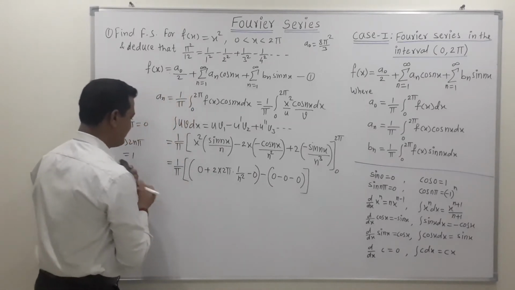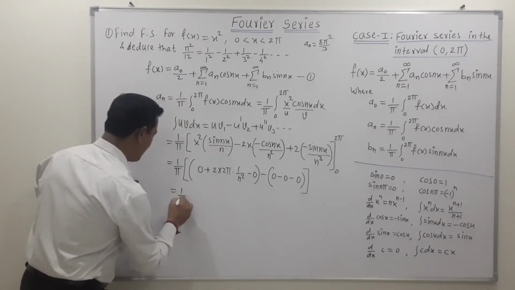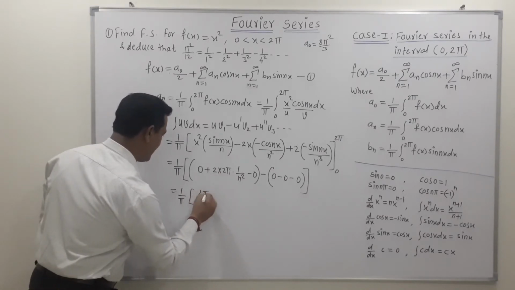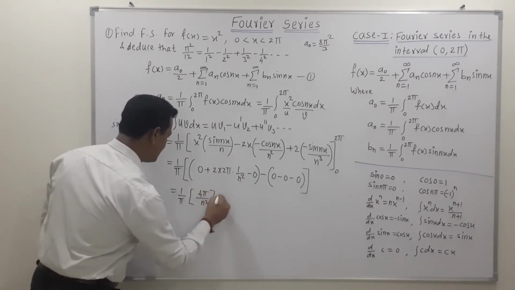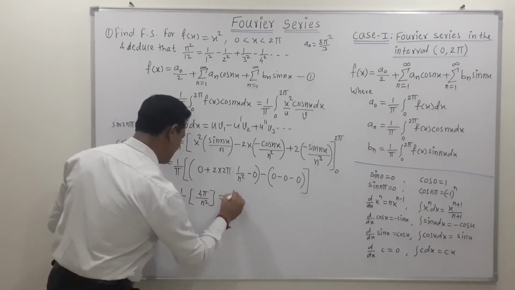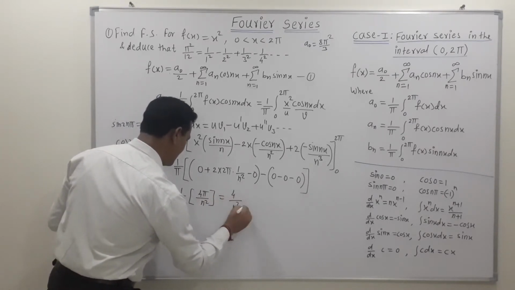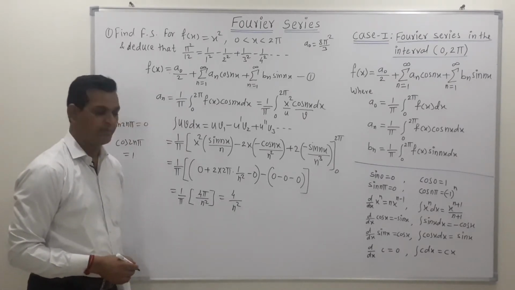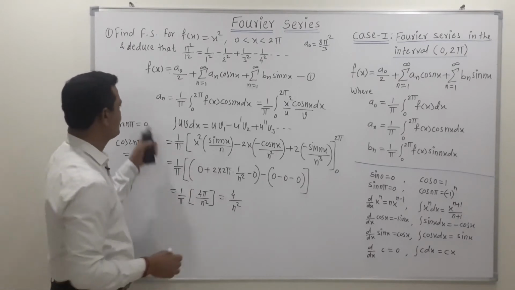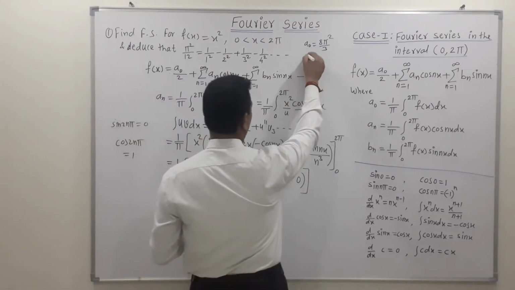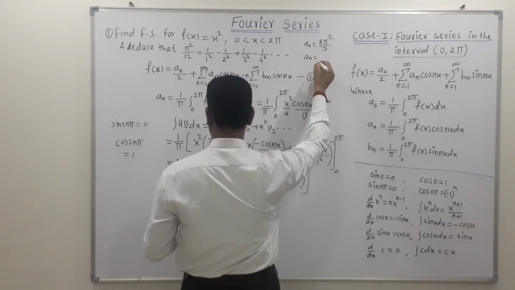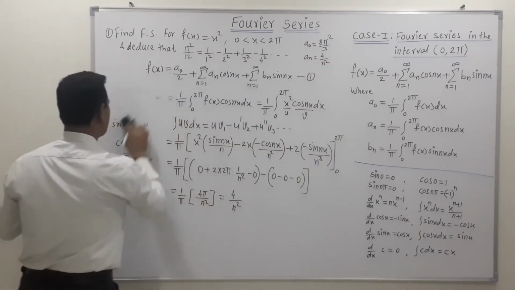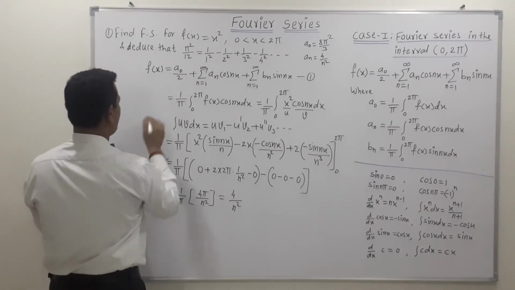So now friends, just simplify this. We get this as 1 upon pi in bracket, 4 pi upon n square. So this will get cancelled, and we get this as 4 upon n square. So this is the value of the next Fourier coefficient, an. So now let's find out the third coefficient. Here space is not available, so we will put here an is equal to 4 upon n square. Now friends, let's find out the value of the next coefficient.